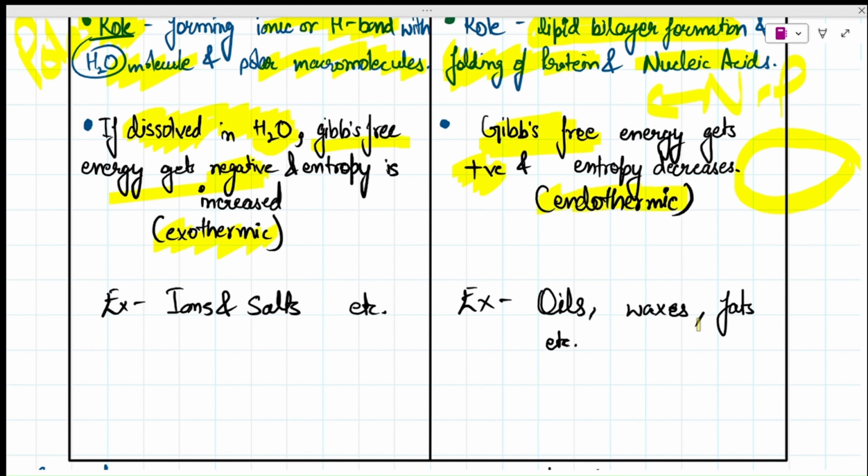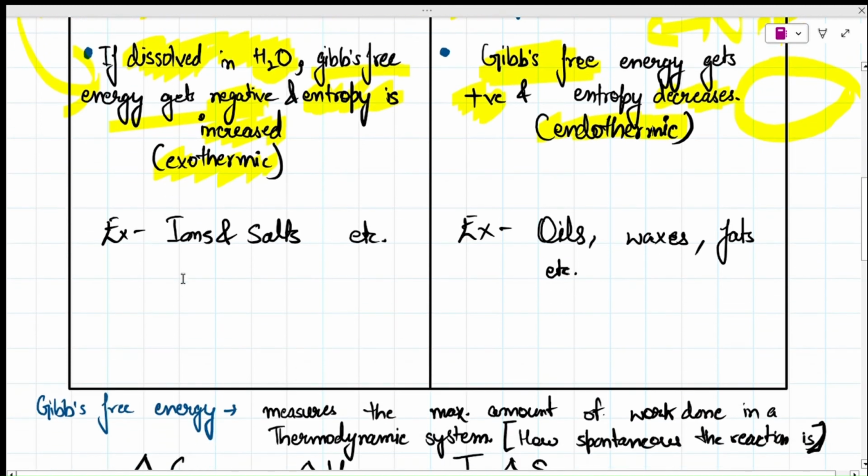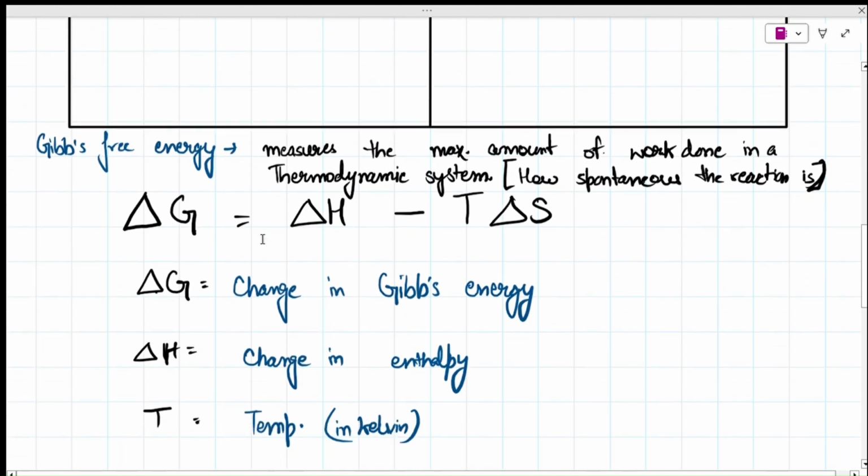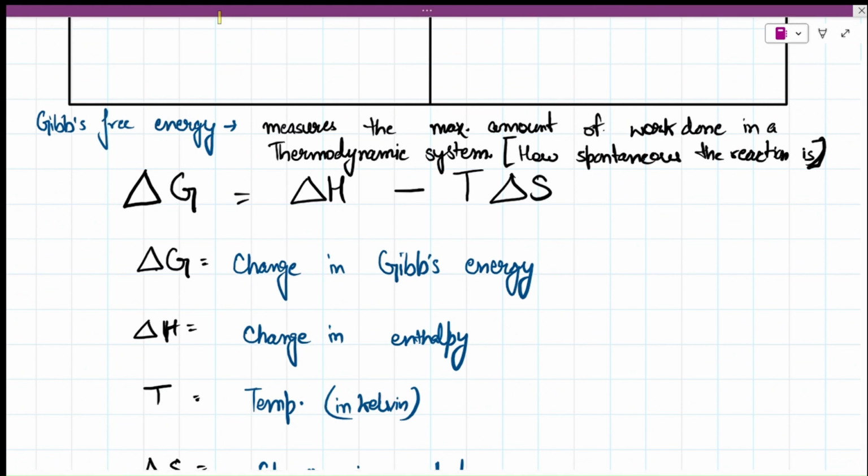Of course, entropy increases when polar molecules dissolve in water, while entropy decreases if we dissolve non-polar molecules in water. Examples of polar molecules are ions and salt, while examples of non-polar molecules are oils and waxes. And as I was talking about Gibbs free energy, its value shows us how spontaneous the reaction is.